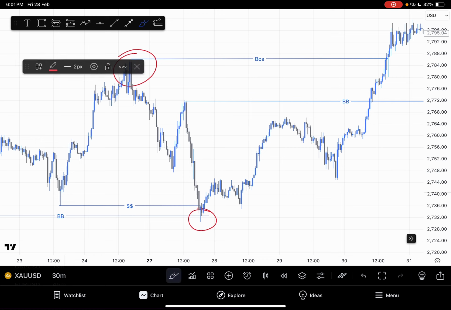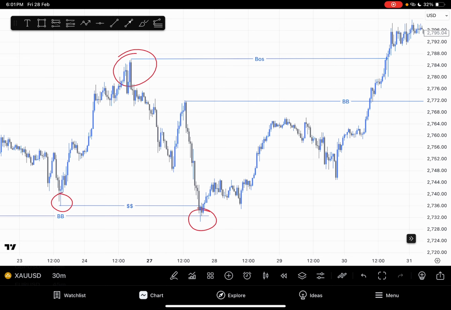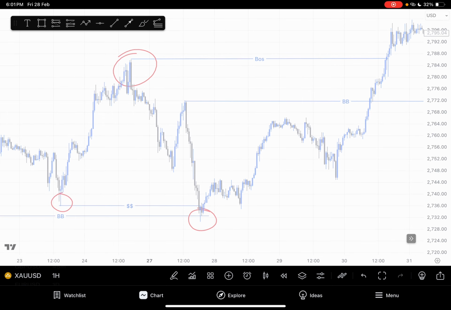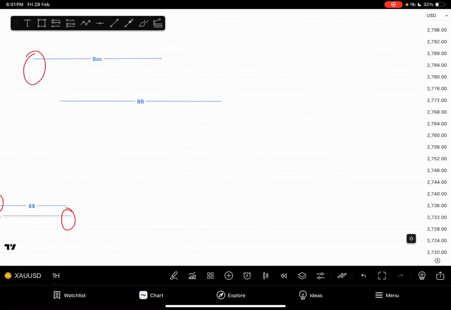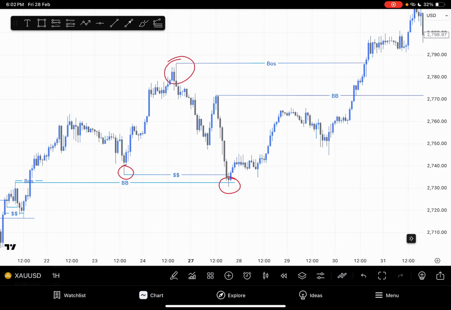That's why I drew this liquidity at this point using this dollar sign. So that's the liquidity grab. If you go to a higher time frame now, you can clearly see immediately price took out the liquidity. You see the sudden rejection.